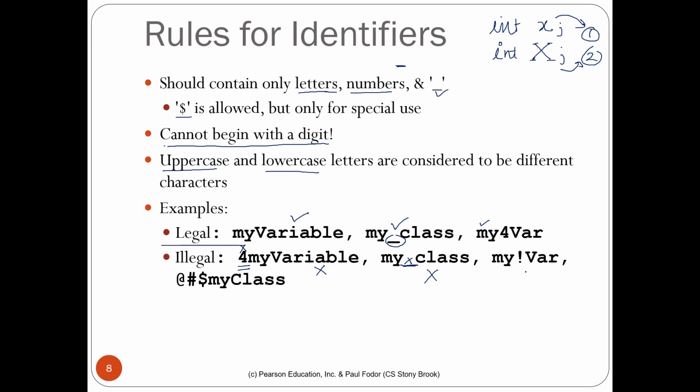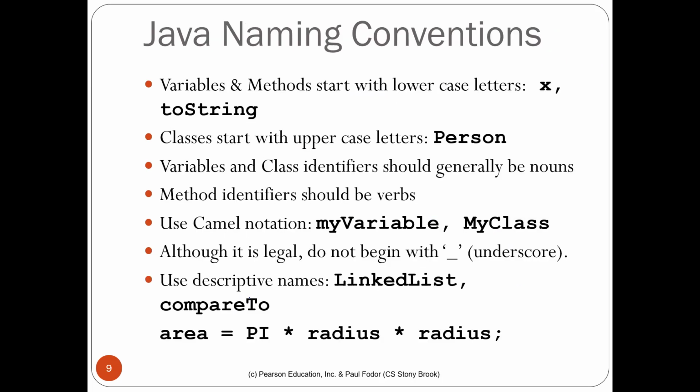Now why is this not allowed? This is not allowed because you are using the exclamation character, and this is not allowed for identifiers. Similarly, you're not allowed at the rate, and you're not allowed hash. You're allowed dollar, but you're not allowed these two characters, right? For that reason, the last identifier is also illegal. Cool, let's move on.